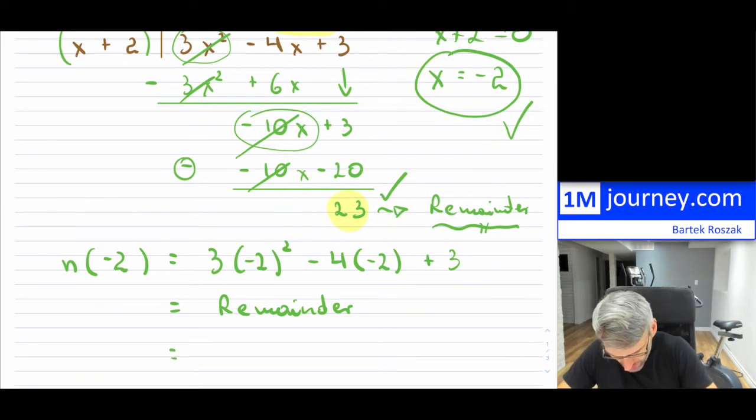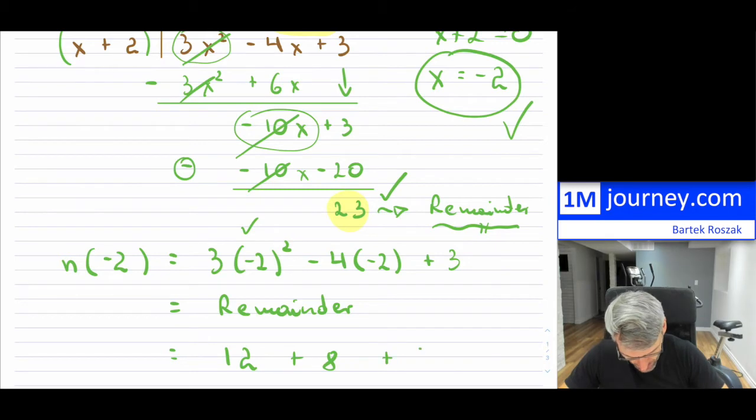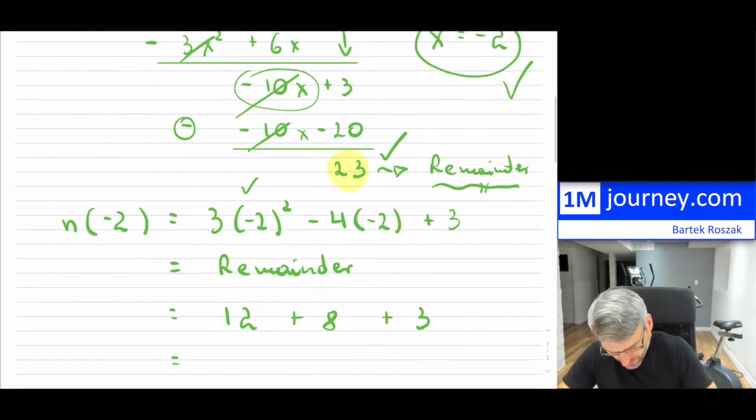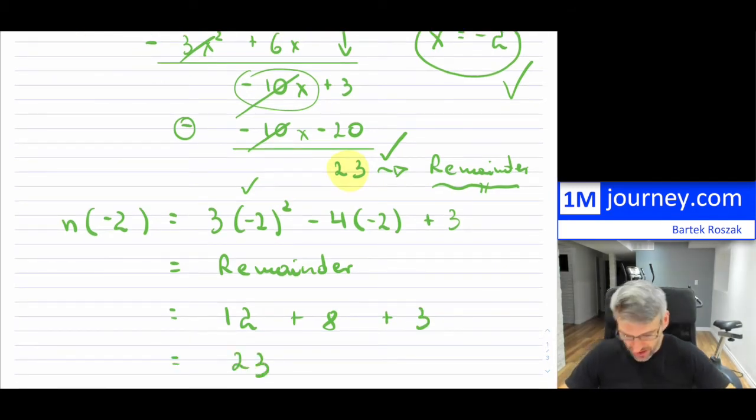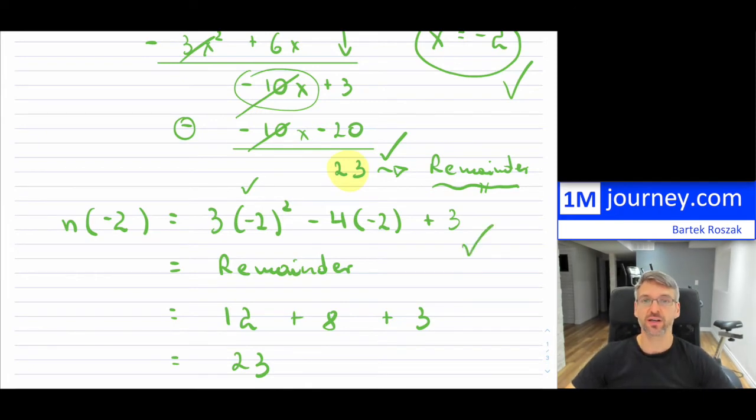So this is going to be 3 times, this is negative 2 squared, so that's 4. So this is going to be 12 plus 8 and then plus 3. And as you can see, this gives us 23, which is exactly the remainder we found through that long division. So you might say, oh, that's pretty neat. And definitely this is much easier to do than the actual long division for polynomials.